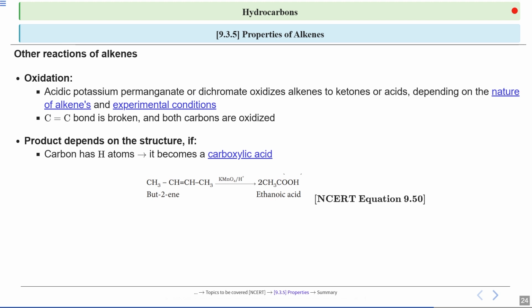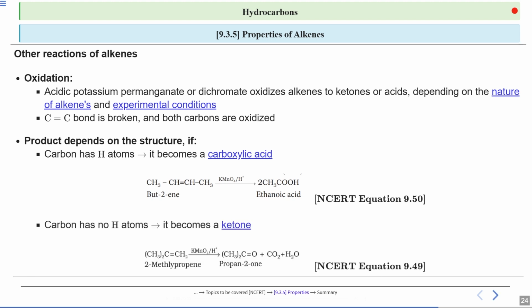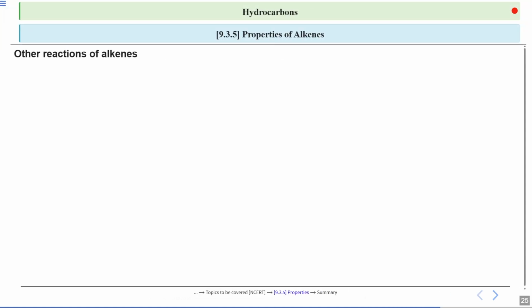So here is an example for that. We are taking butene. Both of the doubly bonded carbons have one hydrogen each. If you react this with KMnO4 in the presence of an acid, so acidic KMnO4 basically, under dilute conditions, then it will result in 2 moles of ethanoic acid. Means the bond between the carbons is broken, resulting in 2 fragments, and each fragment is oxidized enough to get ethanoic acid. But suppose your carbon has no hydrogen atom. In that case, your alkene will be oxidized to ketone. So this was the oxidation reaction of alkenes.